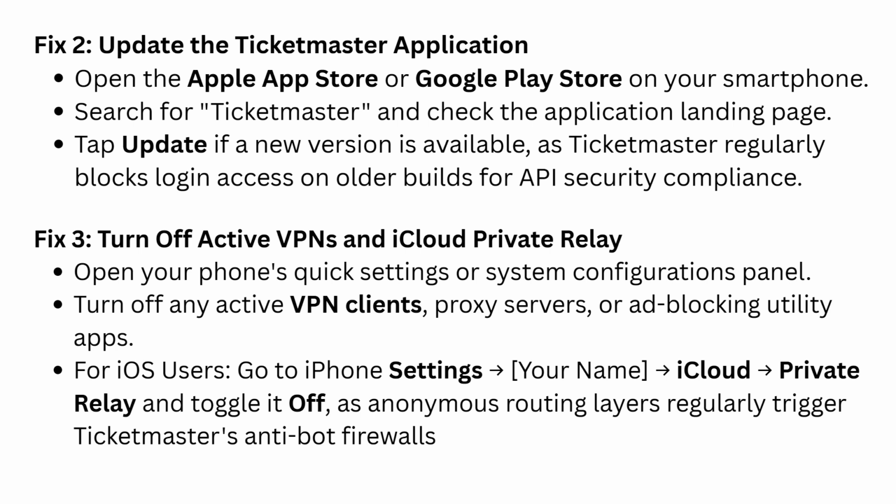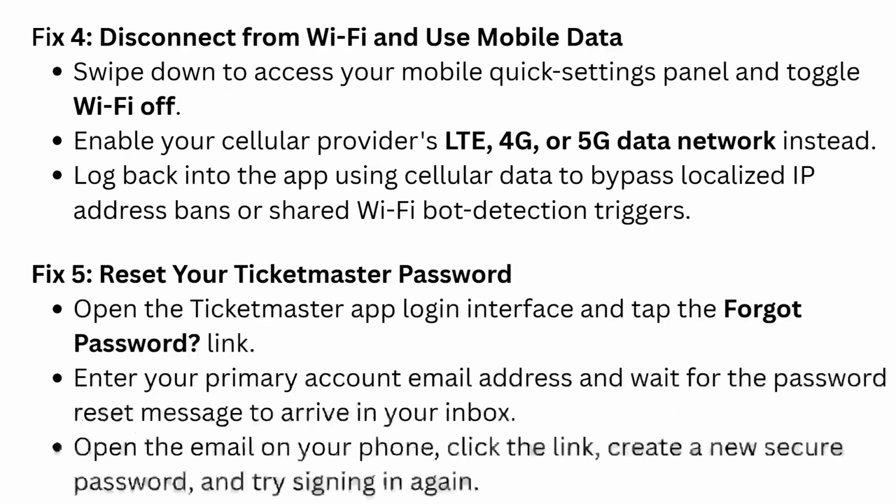Open your phone's Quick Settings or System Configurations panel. Turn off any active VPN clients, proxy servers, or ad blocking utility apps. For iOS users, go to iPhone Settings, then click on your name, go to iCloud, select Private Relay, and toggle it off, as anonymous routing layers regularly trigger Ticketmaster's anti bot firewalls.